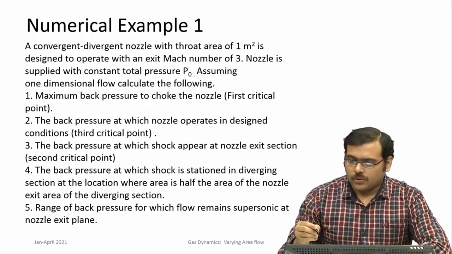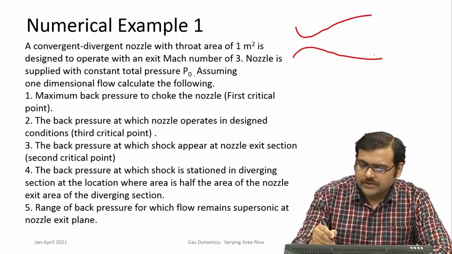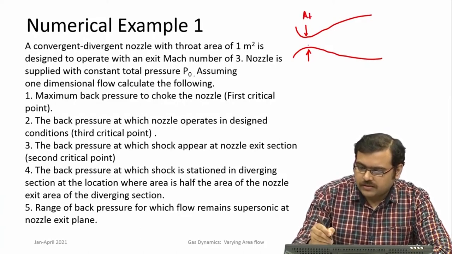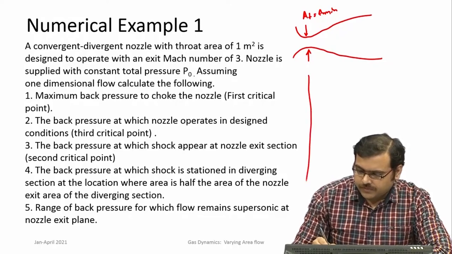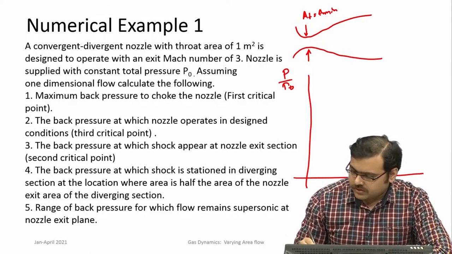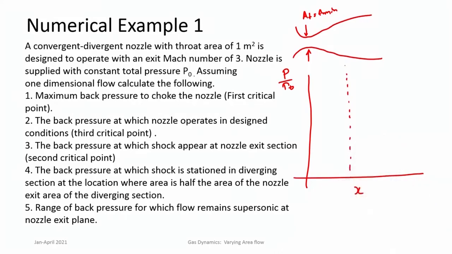So if we do go and draw those curves again, so we are looking at a convergent divergent nozzle. The minimum area is at this point, which is the throat. At throat, the area is a minimum, and this sort of qualitative picture of how the nozzle behaves, one should have. So this point, let's say, corresponds to the location of throat. So A T is located here and A exit is located here, and this is P by P naught 1. When P by P naught is 1, there will be no flow.